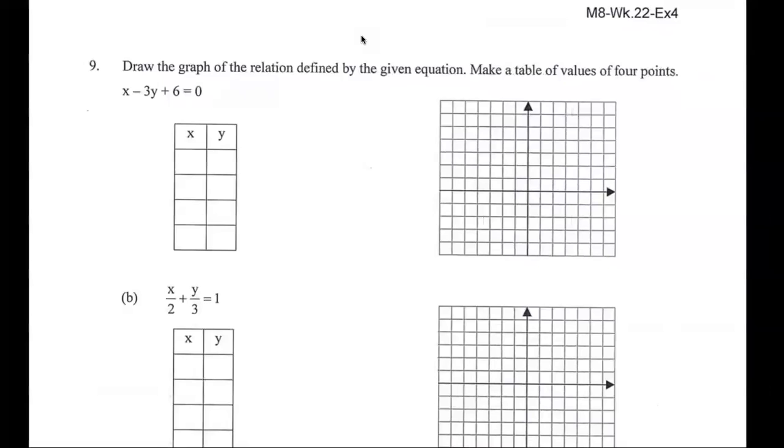Question number 9 says, draw the graph. So our task is to draw the graph of the relation defined by the given equation. Make a table of values of 4 points. And the linear relation given here is x minus 3y plus 6 is equal to 0.